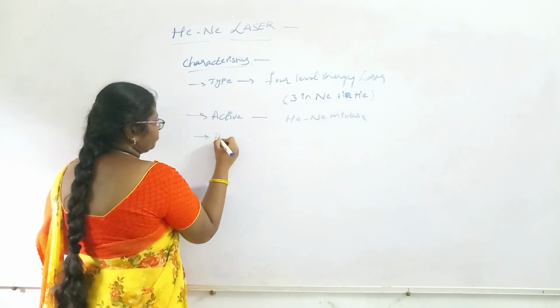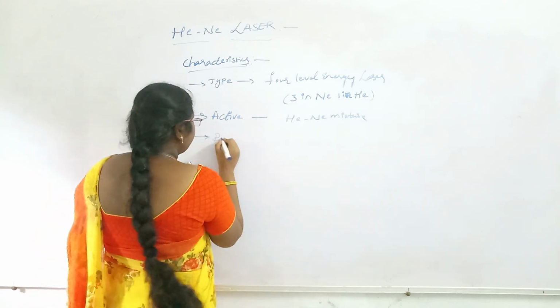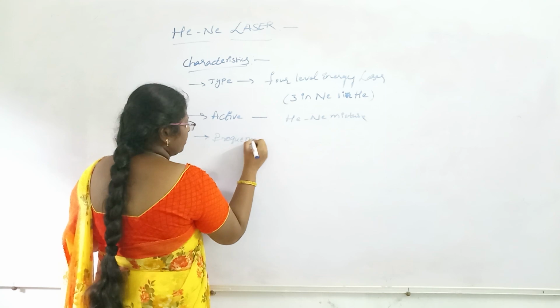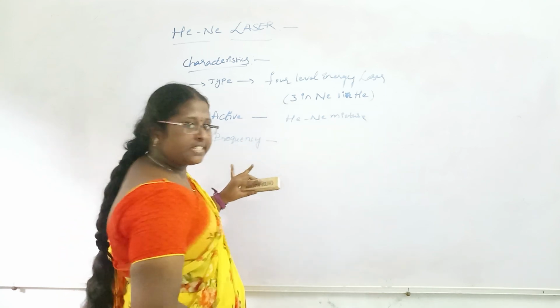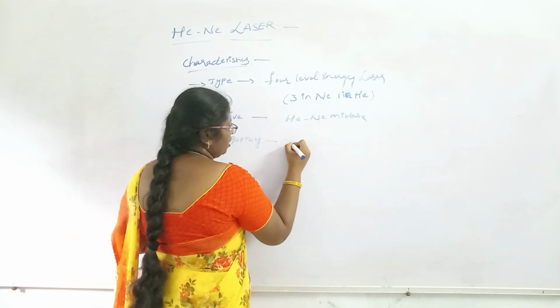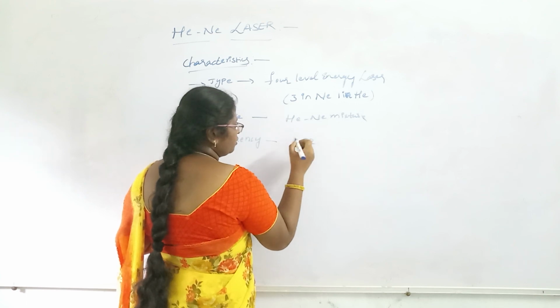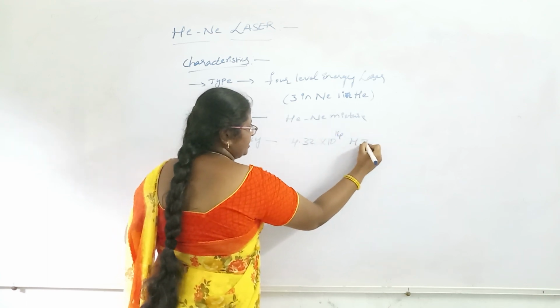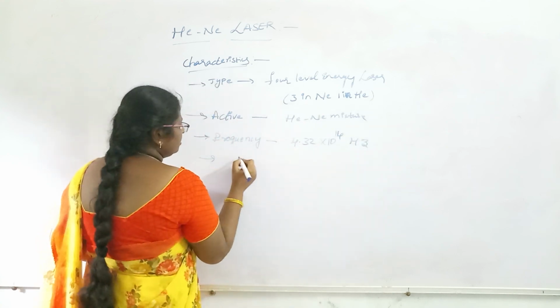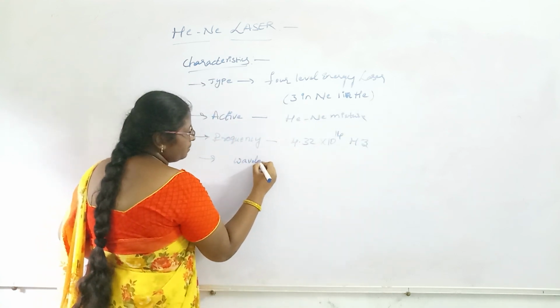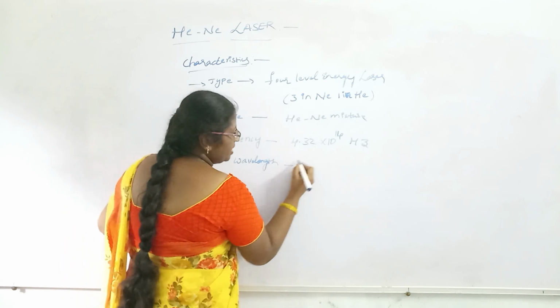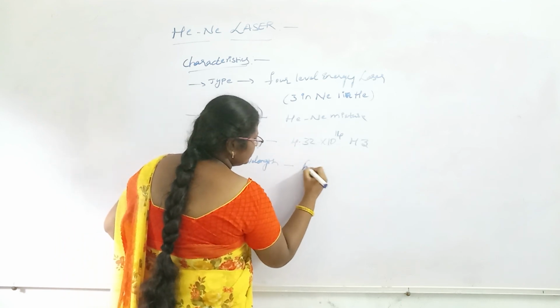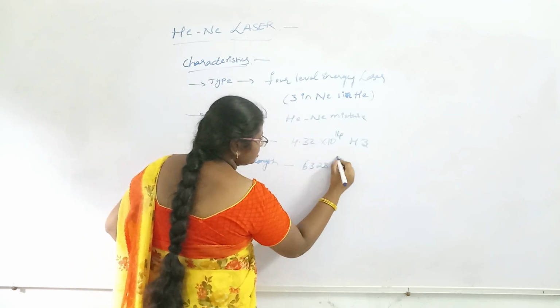What is the frequency of the helium neon laser? The frequency of the helium neon laser is 4.32 into 10 power 14 hertz. What is the wavelength? The wavelength of the visible light given by the helium neon laser is 6328 angstroms.